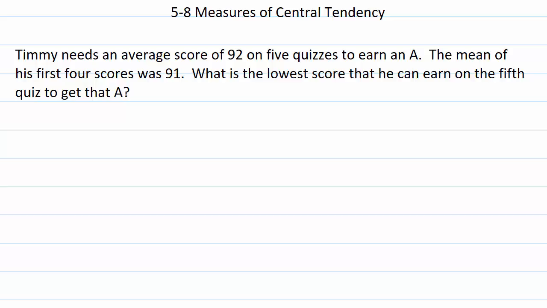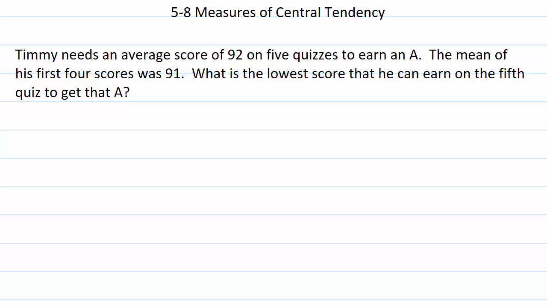Okay, so the lowest score means, if he got perfect, that might get him to an average of 92. But what is the lowest he can get? And this is a question that happens a lot in math. What do I need to get an A? Or how much do I have to get on this test to score? Well, here's how you can figure all that out.